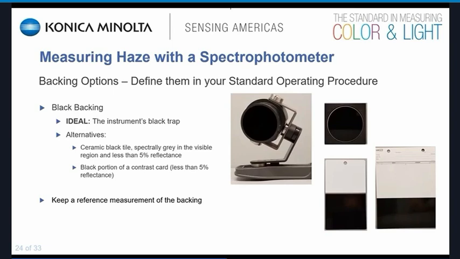We also need to define our black backing. Ideally, we would use a black trap because this is going to have a reflectance very close to zero. That isn't always possible depending on the circumstances. So alternatives would be a black ceramic tile. These should be glossy because the matte tiles generally don't get a reflectance less than 5%. And we also could use the black portion of a contrast card, such as either a metal one or a paper one.